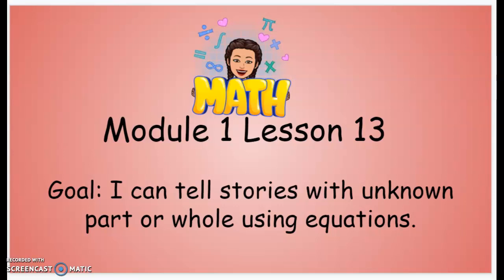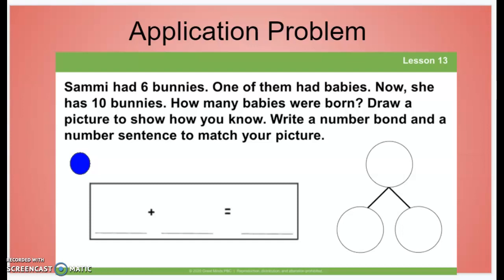We're going to start with our application problem. Listen to the story problem. Sammy had 6 bunnies. One of them had babies. Now she has 10 bunnies. How many bunnies were born? Draw a picture to show how you know. Write a number bond and a number sentence to match your picture.